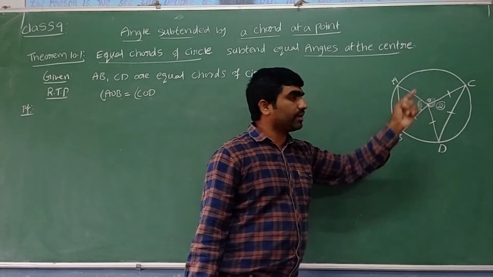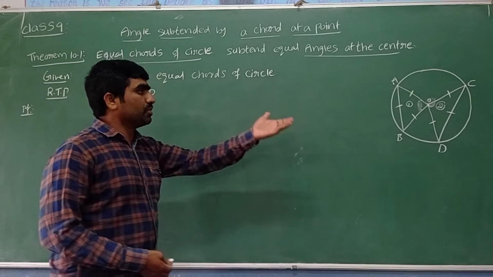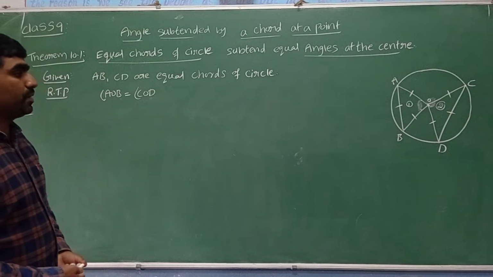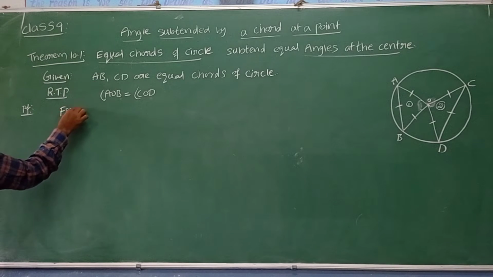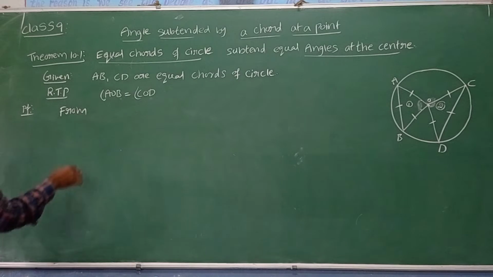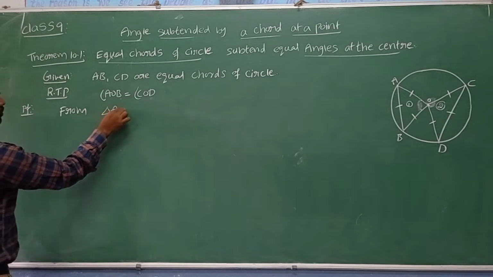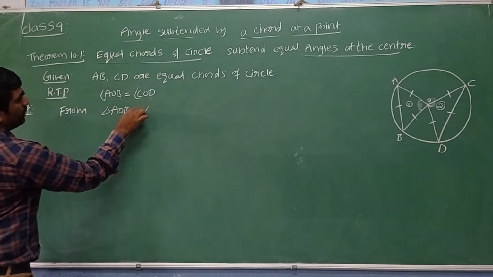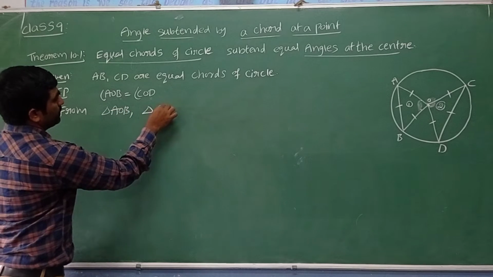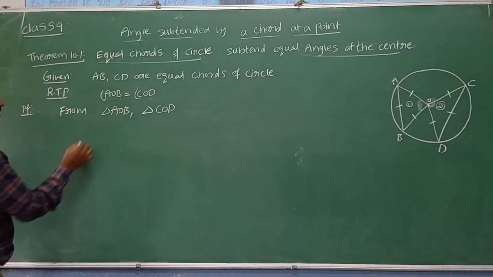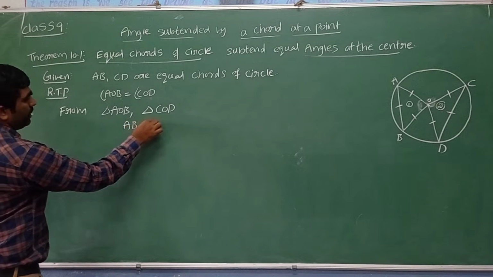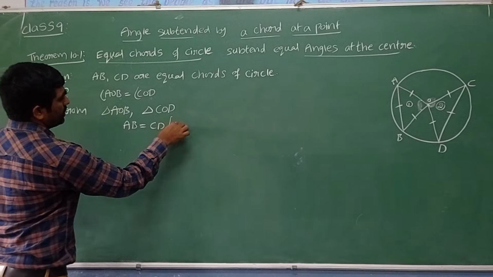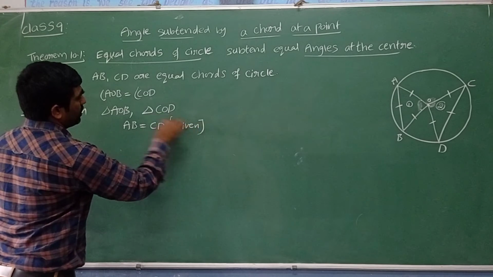Triple S. All the corresponding three sides are equal, so both the triangles are congruent by triple S criteria. Now let me take two triangles, triangle AOB and triangle COD. Write the equal parts. They given AB equal to CD first. AB is equal to CD. What is the reason? The given, it is equal curves.